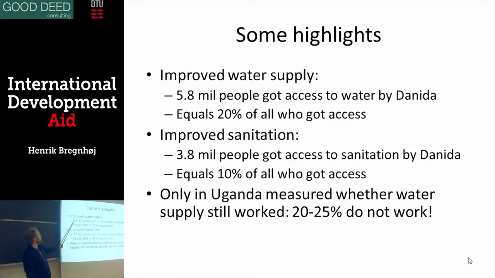So they found out that in that period, 1990 to 2005, 5.8 million people got access to water, and 3.8 million got access to sanitation by the metre here. And only in Uganda they measured whether the water supply actually still worked after 5 years, as I remember. They found out that 20 to 25% did not work after 5 years when they came back. Usually they don't do that check after 5 years, so it's not reported, but it's a bit worrying that so much is not working after a short time.